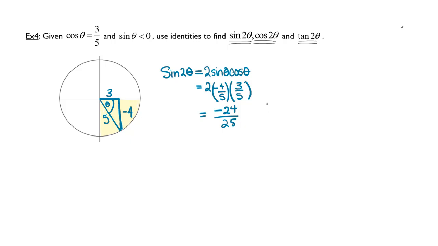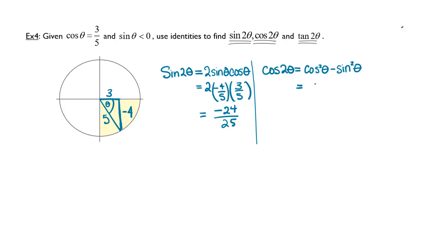Now let's look at cosine of 2 theta. There are a lot of different formulas. There's 3, so we can just pick one that we like. Let's use cosine squared theta minus sine squared theta. That's just one of many, so don't feel that you must use that one. There's also 1 minus 2 sine squared theta and 2 cosine squared theta minus 1. It doesn't matter which one you pick. They should all come out the same.